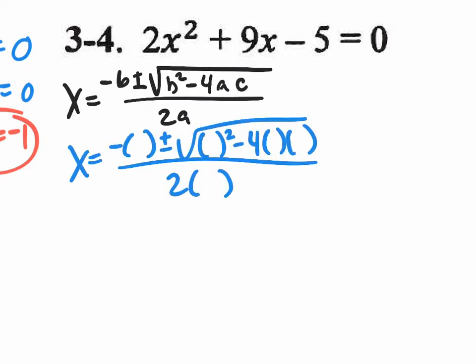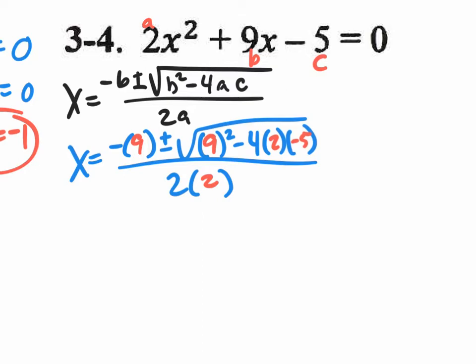There are the parentheses replacing the variables. And then let's identify the a value of 2, the b value of 9, and the c value of negative 5. So plug in the b value of 9 right there and right there, the a value of 2 right there, and the c value of negative 5 right there.